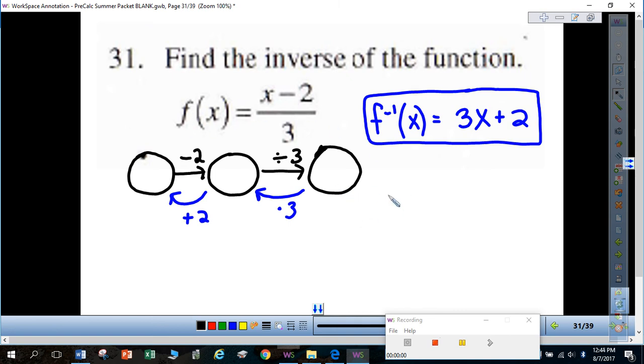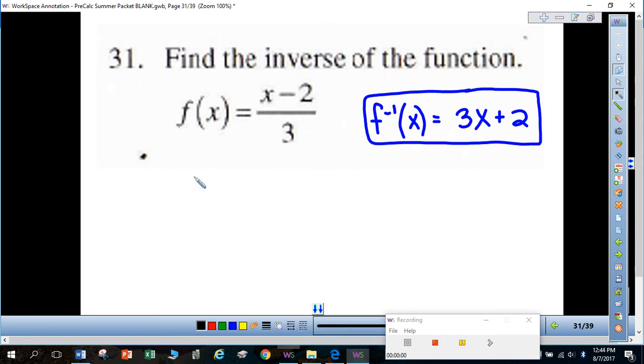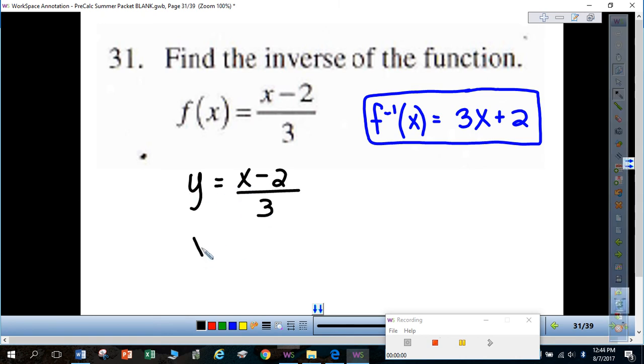From the start, our first step is to replace f of x with the variable y. So we're going to write this as y equals (x minus 2) over 3. The second step is to switch x and y, so they switch places. So we have x equals (y minus 2) over 3. And then the third step is to solve for y.